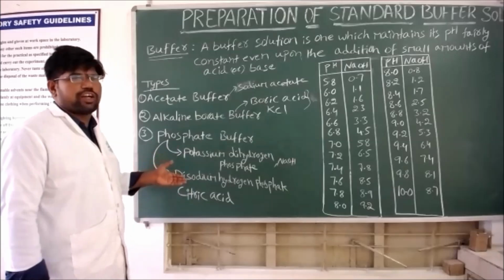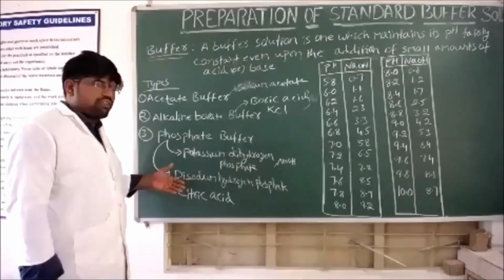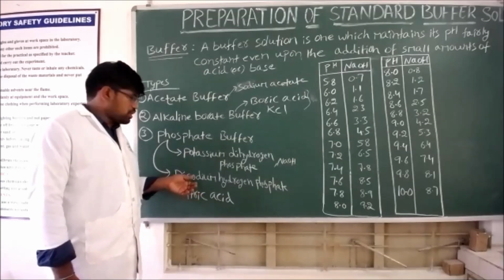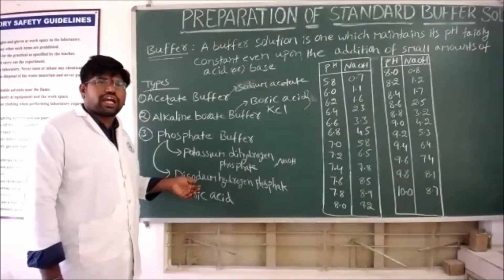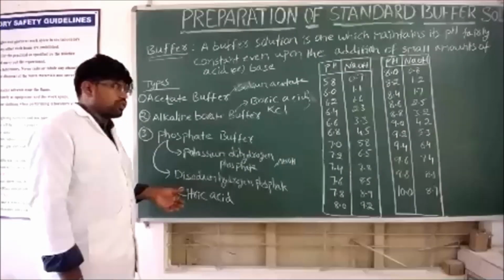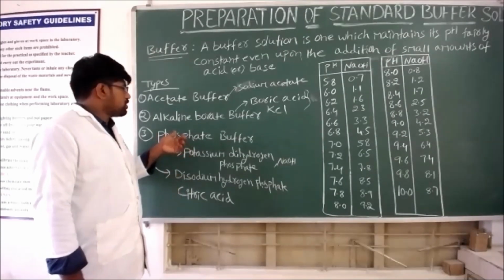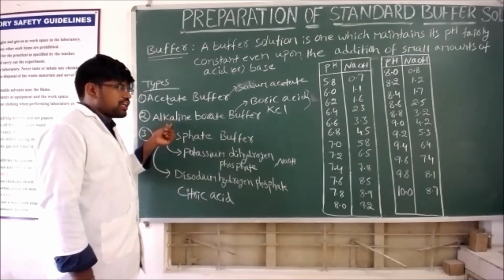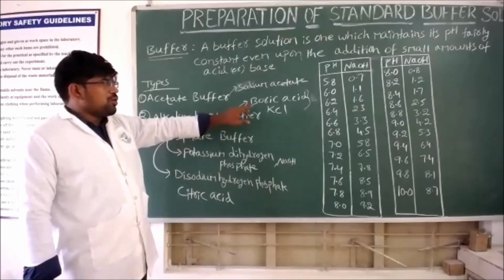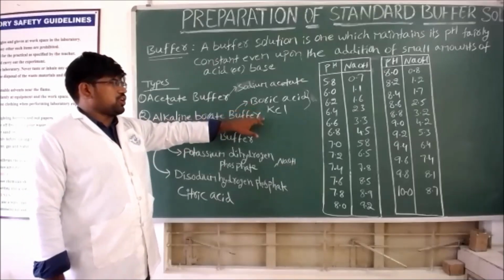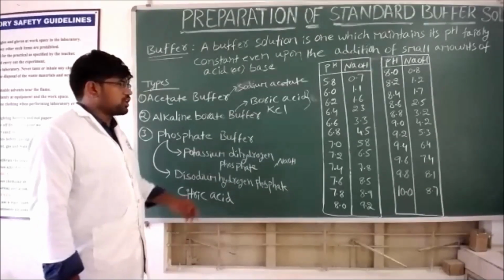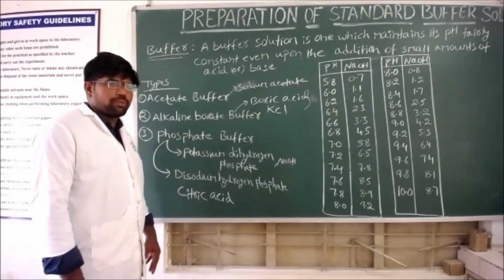That is one way of phosphate buffer preparation. Another way is mixing disodium hydrogen phosphate, Na2HPO4, and citric acid. So also we will get the phosphate buffer. Then the alkaline borate buffer: we prepare it by mixing boric acid with potassium chloride, and these two with sodium hydroxide and water, we will get the alkaline borate buffer.